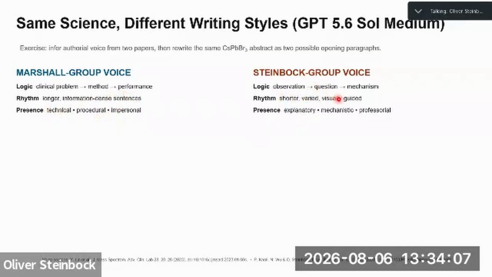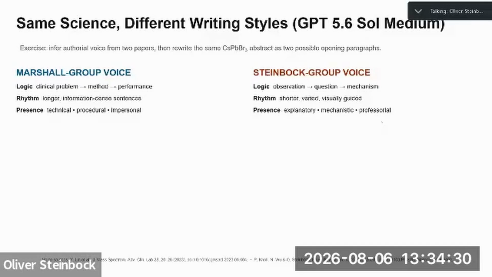Mine starts with an observation, derives a question and proposes a mechanism. That's the logic of the paper. The rhythm is shorter, varied, visually guided. Figure 2 shows stuff like that. The prose is explanatory, mechanistic, professorial. I don't know what's better, professorial or impersonal. You guys decide.